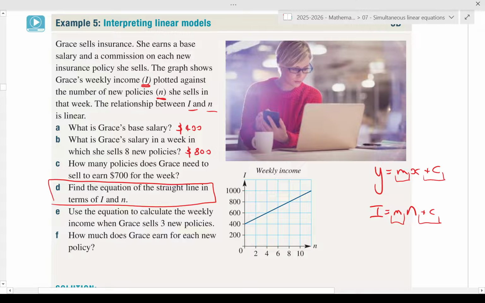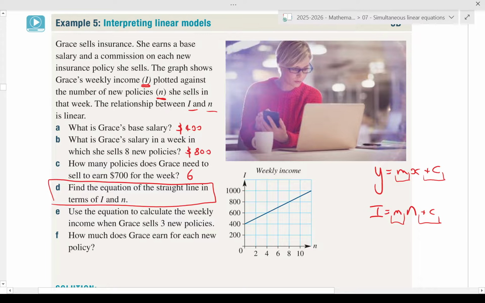Next one says, how many policies does Grace need to sell to earn $700 in a week? So what we're going to do with this one is go up to 700, and read across. We're going to be as accurate as we can, and it looks as though it's probably 6 policies. So that's good. So we're just doing the same as we did in the previous question with the Australian and New Zealand dollars, but we're just using the graph to read off the answers.